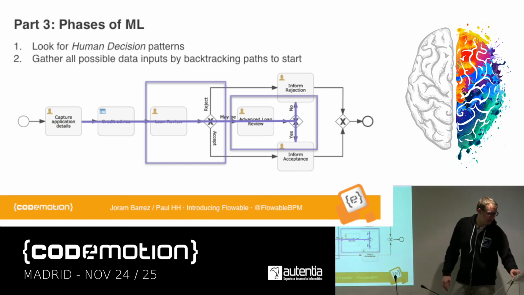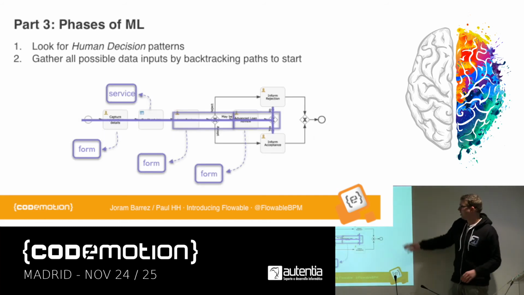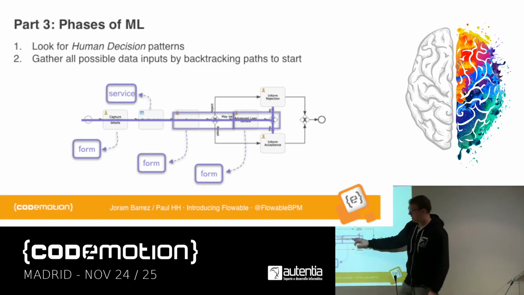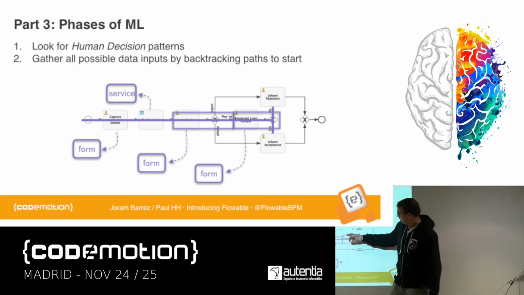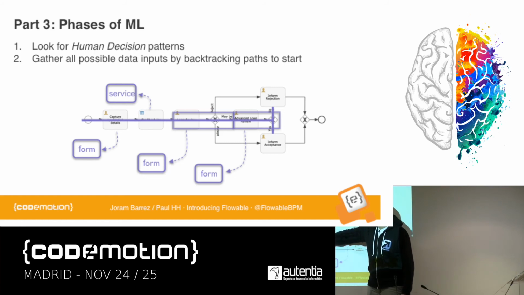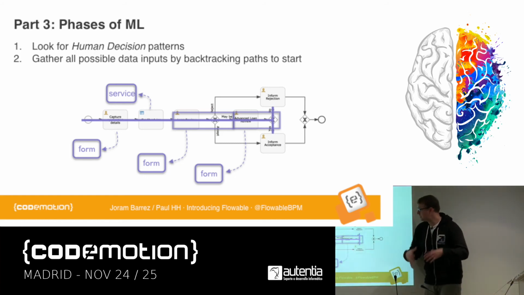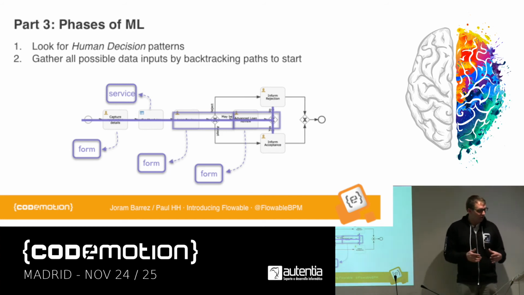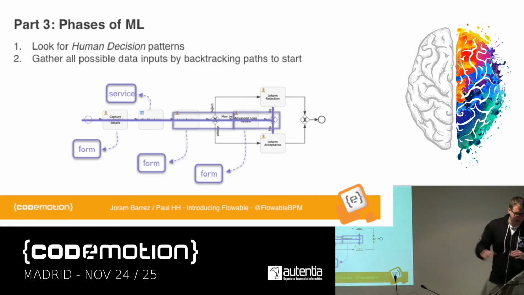And while we're tracing back to the very beginning, we're going to actually see all the stuff that we touch. So in this particular case, there's going to be a form, there's going to be another form, there's going to be a service call to a DMN task, there's going to be another form. There's lots of metadata, and we're going to collect that when we're tracking back.